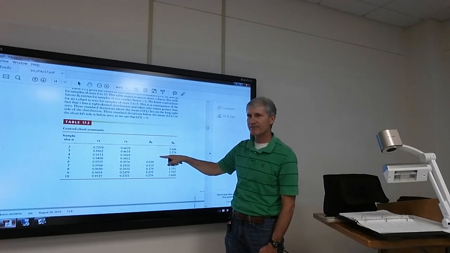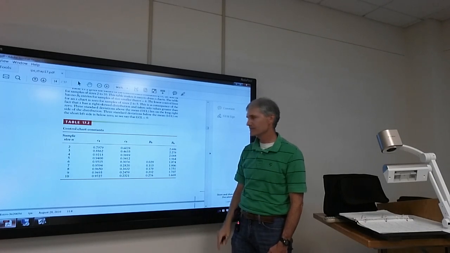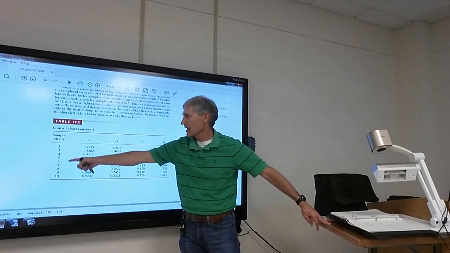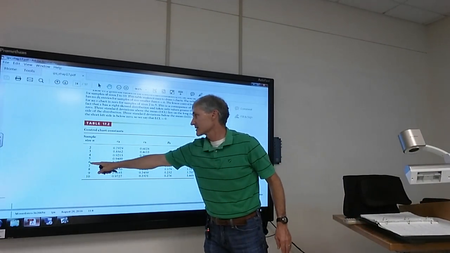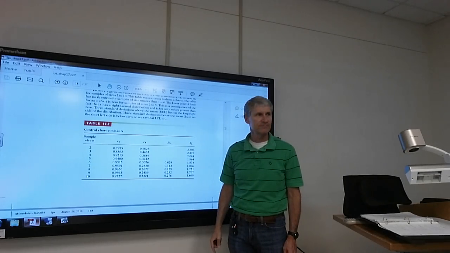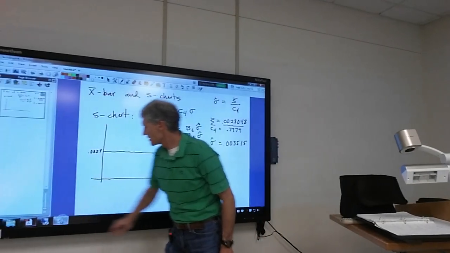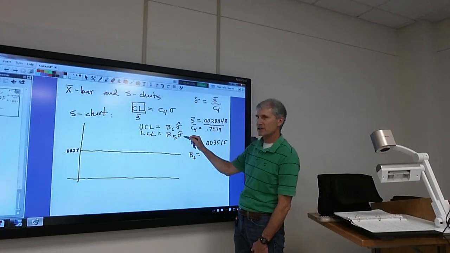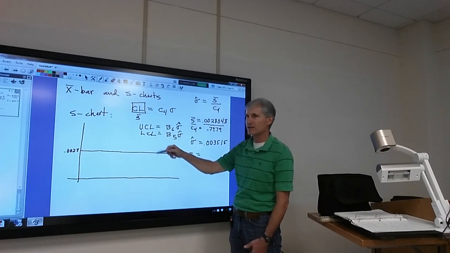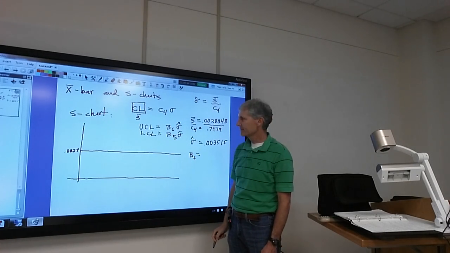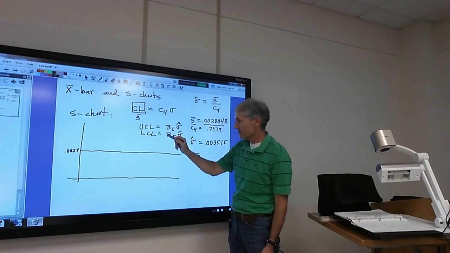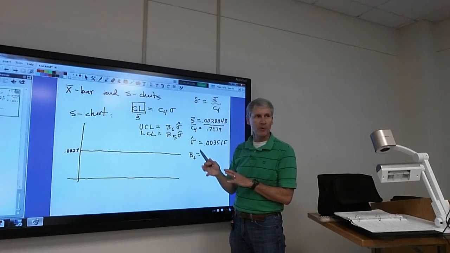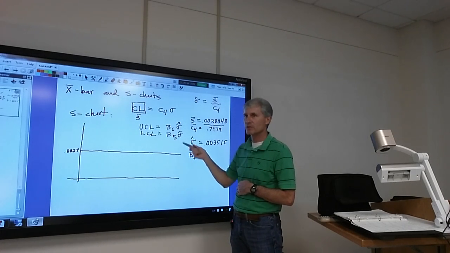Now, what about B5? That just means it's 0. You can't go below 0. Right? So, B5, when you have such small samples, clear up to samples of size 6, is always 0. Right? Well, if we go back to the plot, B5 times sigma hat, if it's a 0, then the lower limit is 0. Right? So for this particular problem, we don't have to deal with that. If we have bigger samples, 6 or more, then you'd have a B5 constant that you would also multiply.